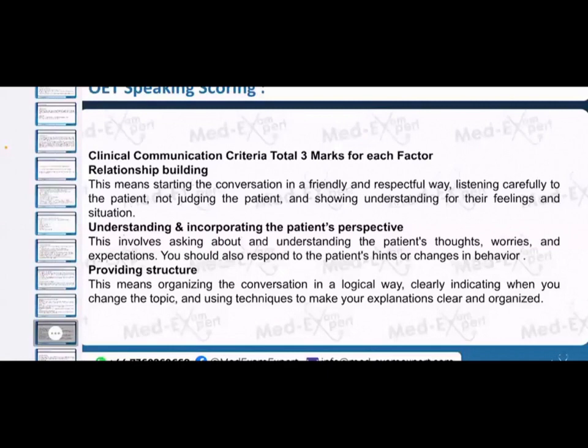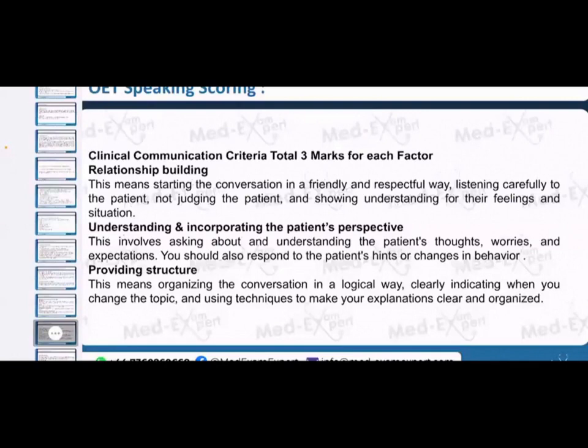So this means starting the conversation in a friendly and respectful way, listening carefully to the patient, not judging the patient, and showing understanding for their feelings and situation. And one thing more, because aspirants make a lot of mistakes here: they are in a rush to complete their bullet points for the role play, and they are not listening to the patient. If the patient is saying something, they just overpass them and finish their scenario. So it is a complete blunder.